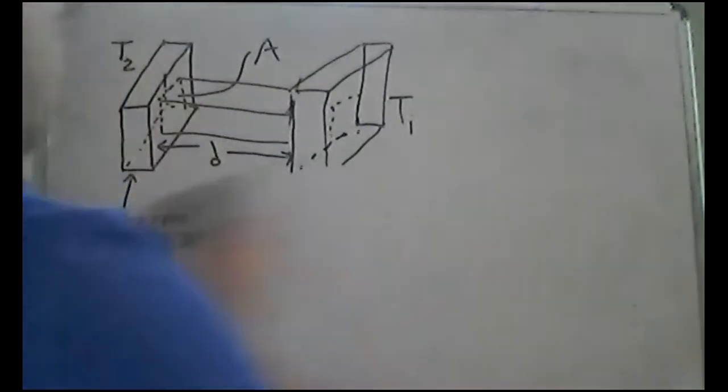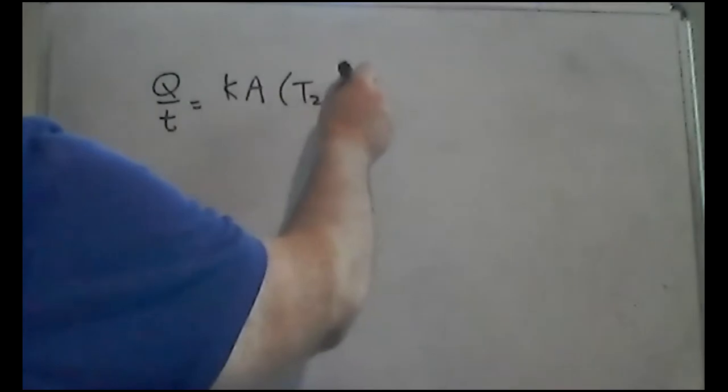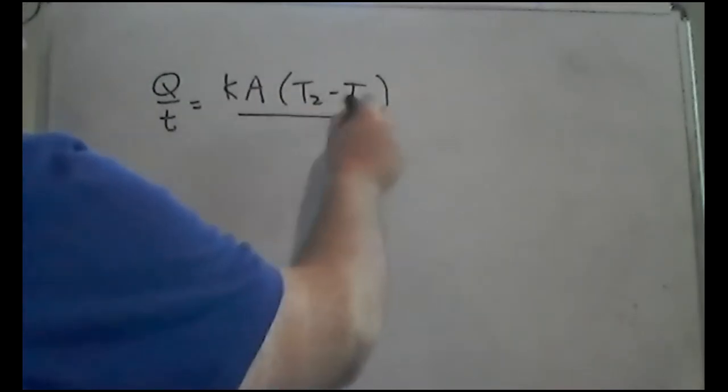I don't really have anything else to say about, well, actually, I do have one more thing to say about that law. Hang on one second. Let me write it down one more time and talk about it real quick. There's one more thing to say about it. And again, it's an empirical law. Again, Q over T is K A (T2 minus T1) divided by D.